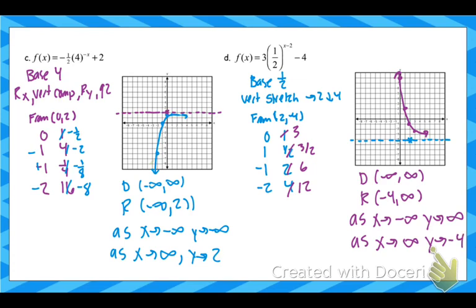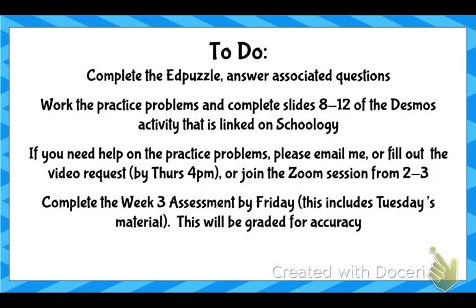All right, so your to-do for today is actually going to look a little bit different again. So already did the Edpuzzle, hopefully. Answer the questions that went with that. The practice problems, it's only 4 questions, so really, really short. So in addition to those practice problems, there's a Desmos activity that's linked on Schoology.